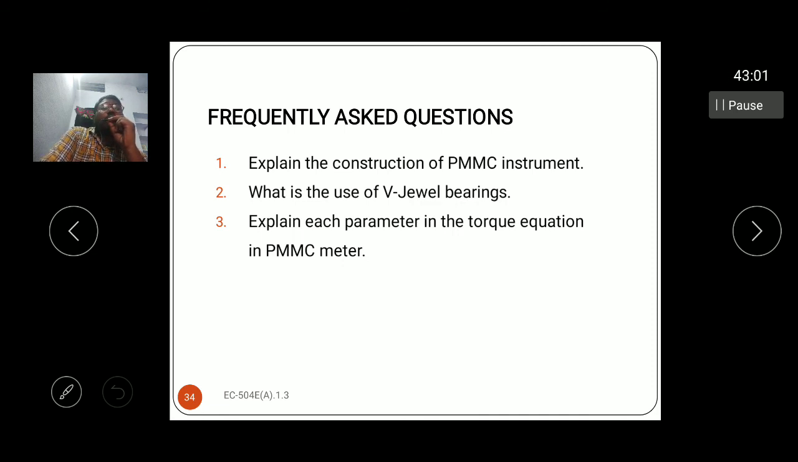And one more question asked in examinations: what is the material used in the springs? Generally we use bronze, or phosphor bronze, for the springs. And what is the material used in the jewel bearings? We use phosphorus for these jewel bearings.